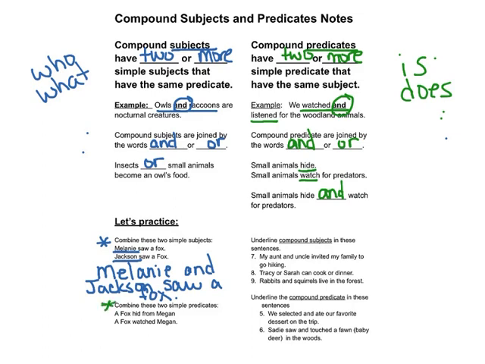Now let's look at these simple predicates. Now we're looking right here. Combine these two simple predicates. So it says a fox hid from Megan and the fox watched Megan. So our predicates are what the fox is doing, and it hides and it watches. So we can combine these two with the same conjunction. So we're going to say a fox hid and watched Megan.